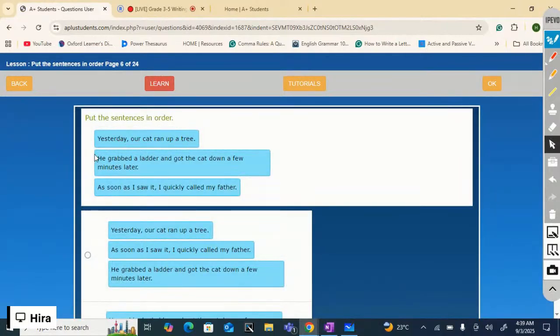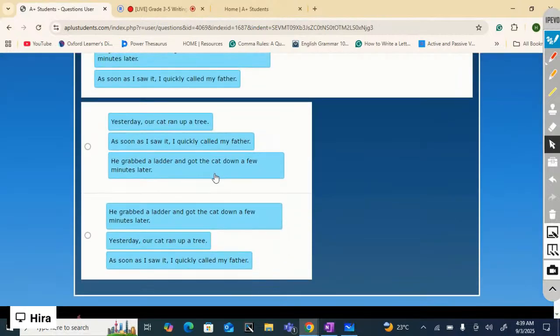Yesterday, our cat ran up a tree. He grabbed a ladder and got the cat down a few minutes later. As soon as I saw it, I quickly called my father. This is not the correct order. Now put them in order. First one or second one?